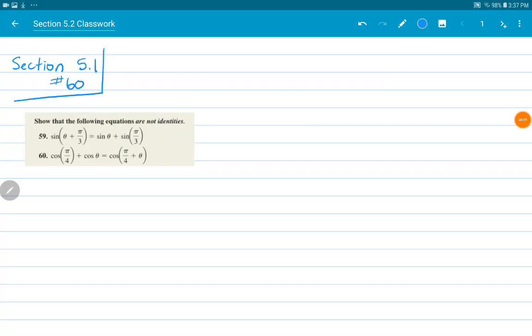In number 60 of section 5.1, we want to prove that this is not an identity. Since I want to show it's not an identity, I just need to find one example where this does not hold true. I can find any theta that it doesn't work for, and then I know it's not an identity.